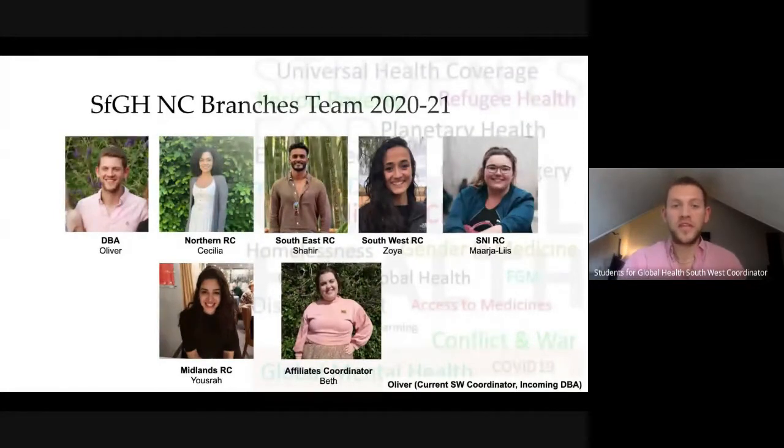And in terms of the regional coordinators, you've got Marjorie, who's the Scotland and Northern Ireland coordinator. You've got Cecilia, who's up in the north. You've got Yusra, she's in the Midlands, and you've got Shahia, who's southeast, and Zoya, who is southwest. So we will be working closely with all the branches in the next academic year.